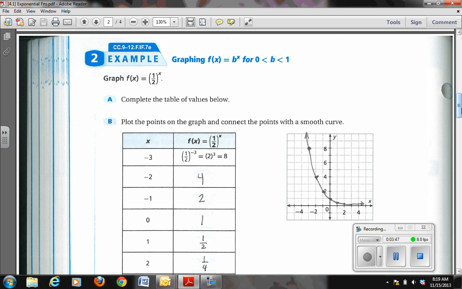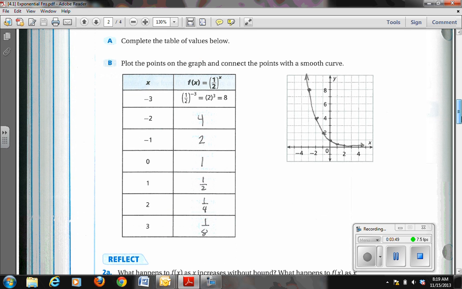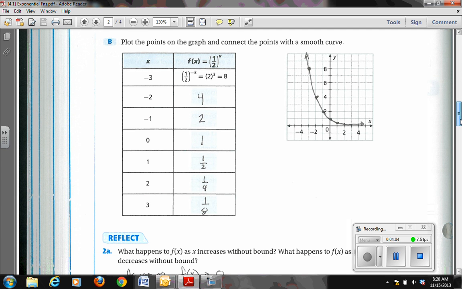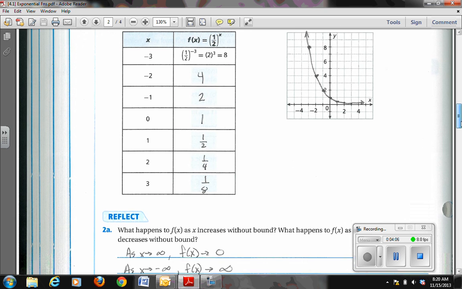Hopefully you can notice pretty quickly that what's happened is it's flipped over the y-axis. So it's a reflection across the y-axis. That's because the 1/2 really can be thought of as 2 to the minus 1 power, which replaces x with negative x and flips it over the y-axis. I'm going to go over that again in a minute, so don't panic if that didn't make sense.